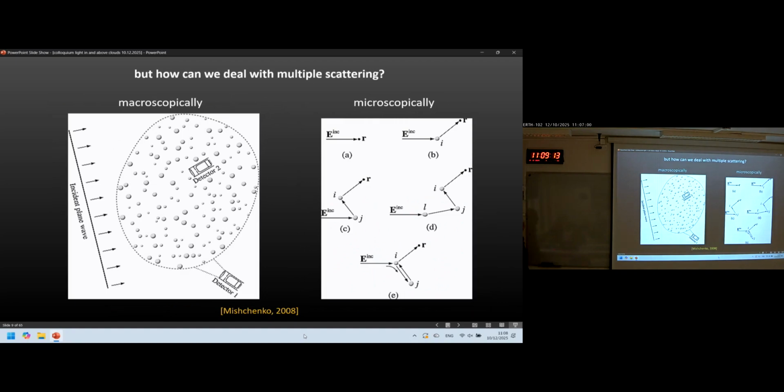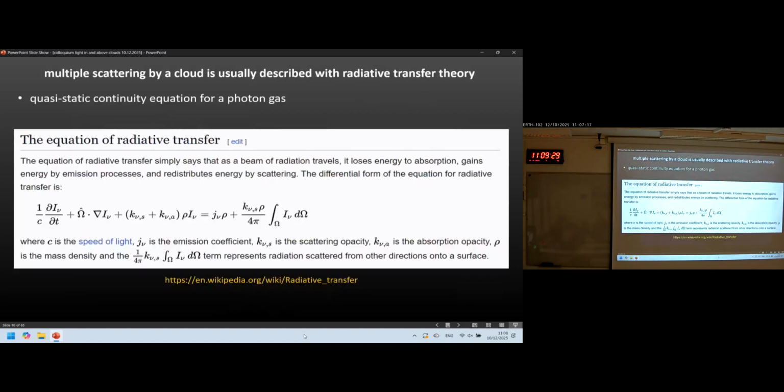Okay, that's all good and well if we have just one drop, but again, we don't have just one drop. We have all these drops. And so the question is, how can we deal with multiple scattering? Not single scattering by a single drop, but the interactions of the radiation with all of these drops simultaneously. And for that, we also have an answer. The answer is called radiative transfer theory.